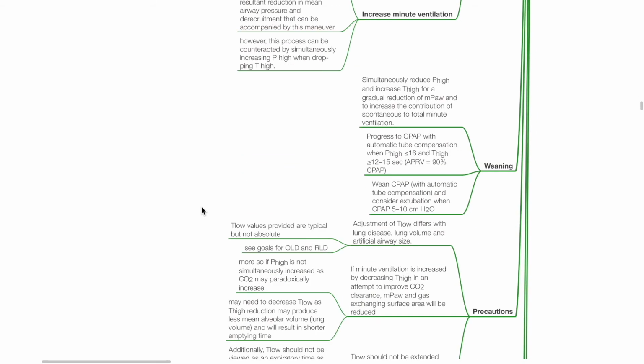Weaning. Simultaneously reduce P high and increase T high for a gradual reduction of mean airway pressure and to increase the contribution of spontaneous to total minute ventilation. Progress to CPAP with ATC when P high is 16 or less and T high is 12 to 15 seconds or more, i.e. APRV is 90% CPAP. Wean CPAP with ATC and consider extubation when CPAP is 5 to 10 cmH2O.